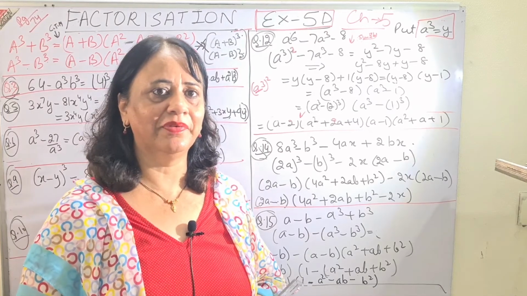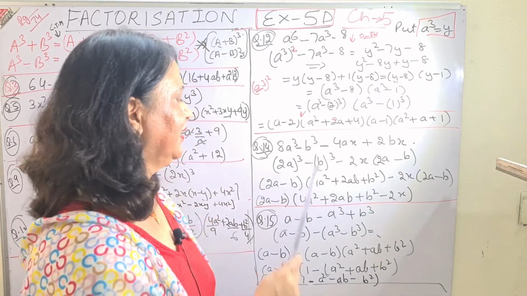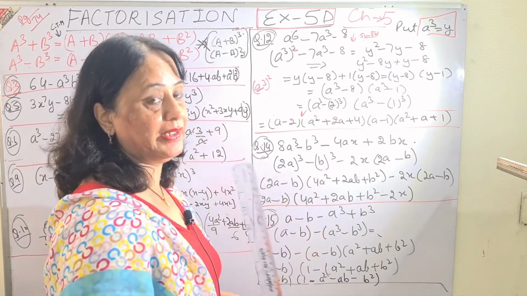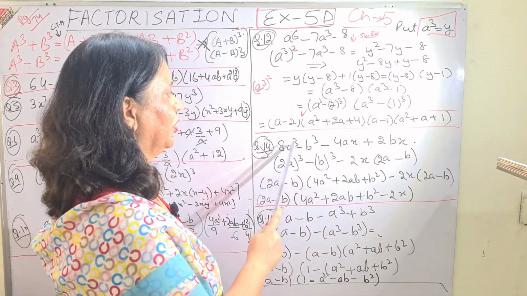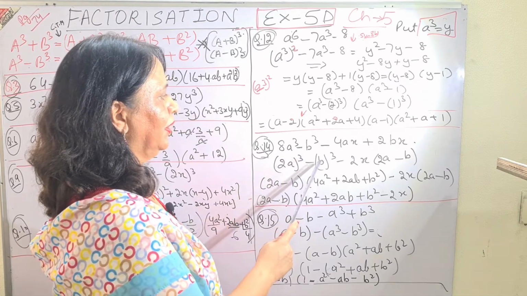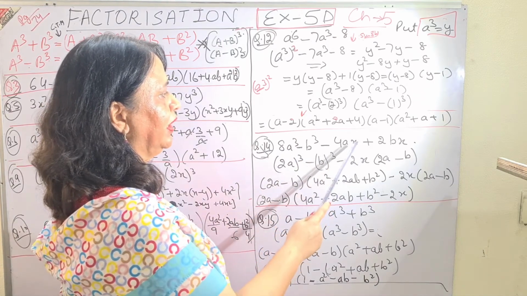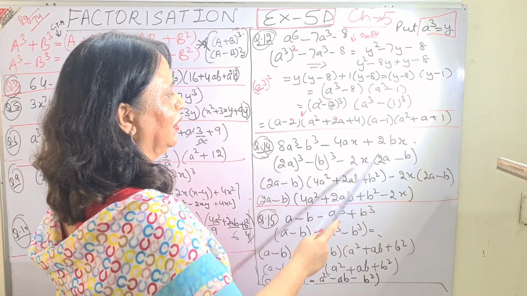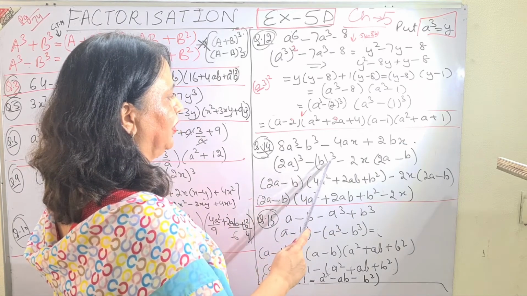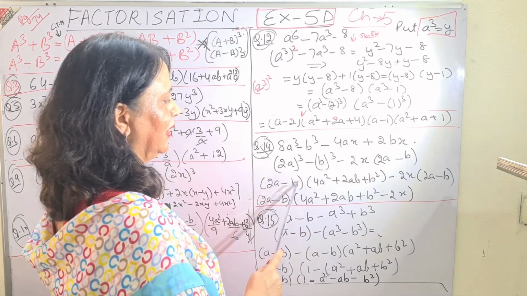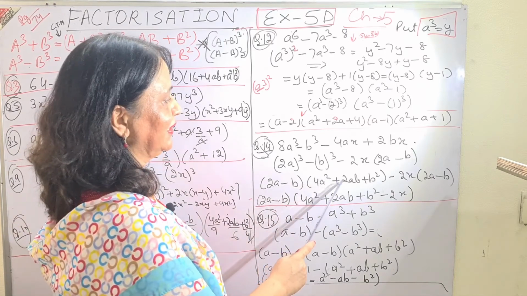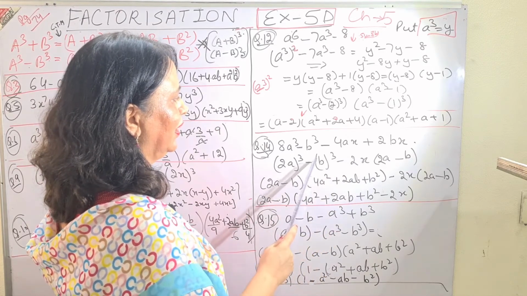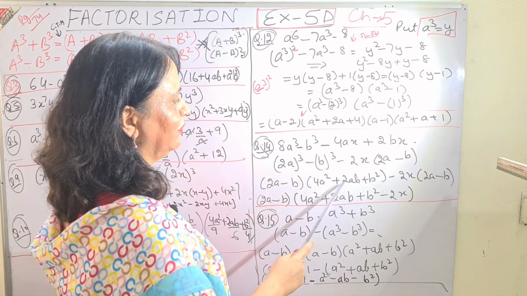So now children, coming to question number 14, same exercise. See, 8a³ − b³ − 4ax + 2bx. Same method I told you before: you will put 8a³ as (2a)³ minus b³, minus, take 2x common from here, you are left with (2a − b). 2x is common. Now for (2a − b), a³ − b³ is (a − b), first term minus second term, then first term square plus first term into second term plus second term square. Just remember that if it is minus, then the mixed term will be plus.